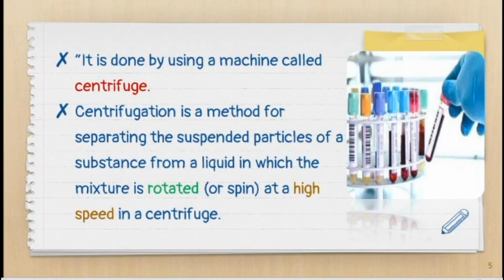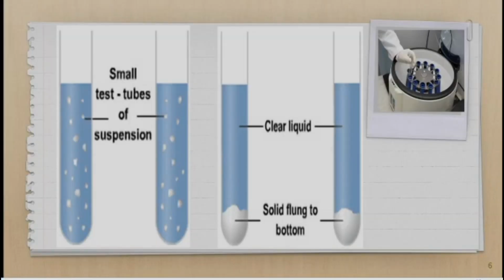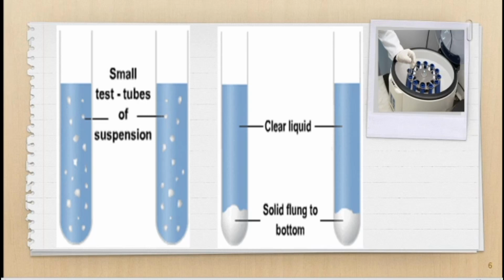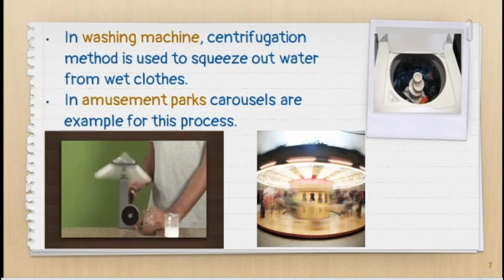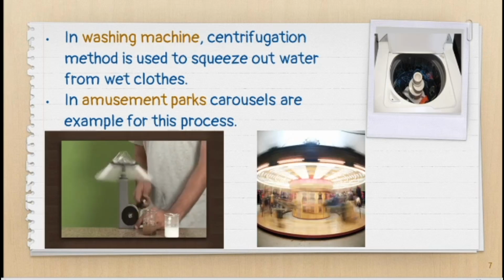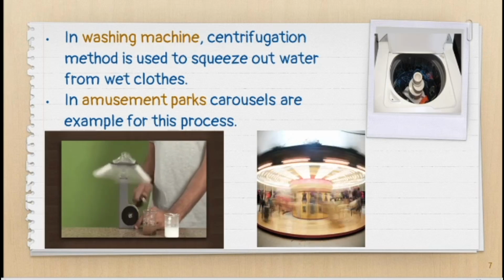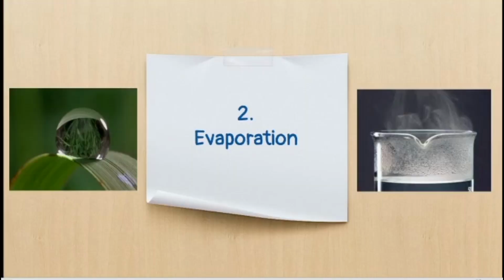Let us discuss centrifugation. It is done by a machine called a centrifuge. In this centrifuge, the suspended particles in the liquid get rotated at high speed so that the particles mixed in that liquid get separated and deposit at the bottom of the test tube. Like that, in washing machines and carousels the centrifugation principle has been used. The centrifugation method is used to separate or settle down the insoluble suspended particles in a liquid.